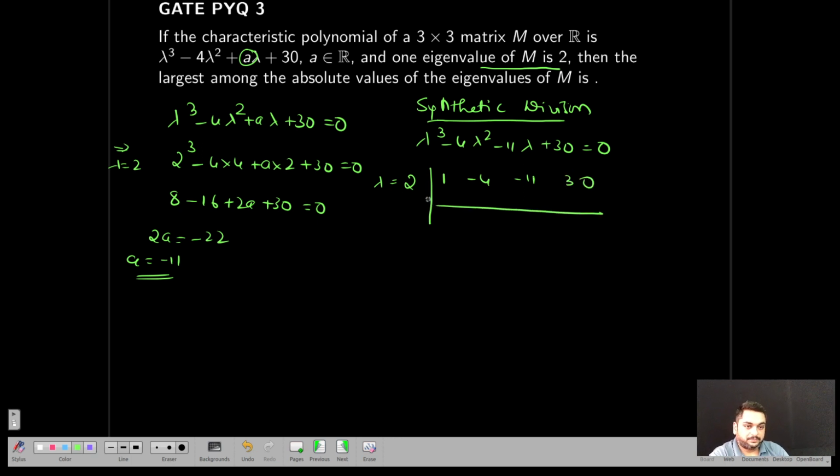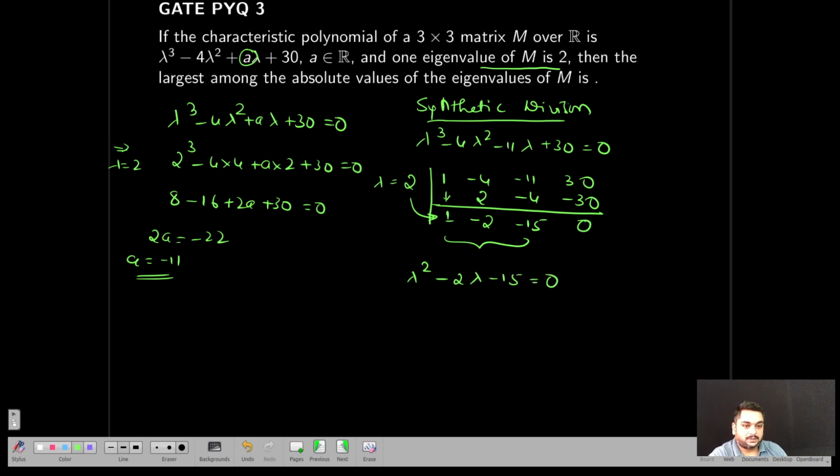Then first you bring down this 1. So 1, and then multiply by this root: 2 into 1 is 2. Add it, it becomes minus 2. Then 2 into minus 2 is minus 4. This becomes minus 15. Minus 15 into 2 is minus 30. Now you get 0. This is now a quadratic equation. So 1 into, you write it as lambda square minus 2 lambda, and then minus 15 equal to 0.